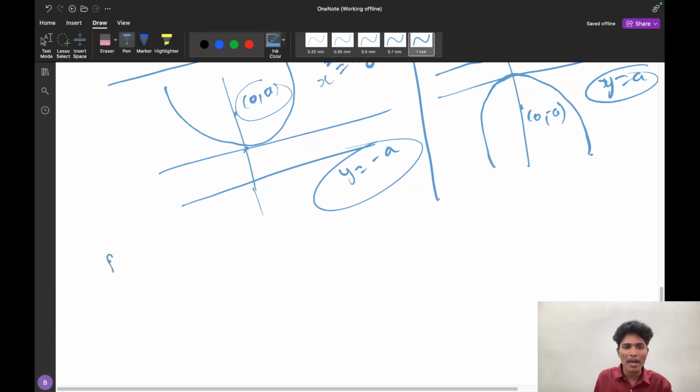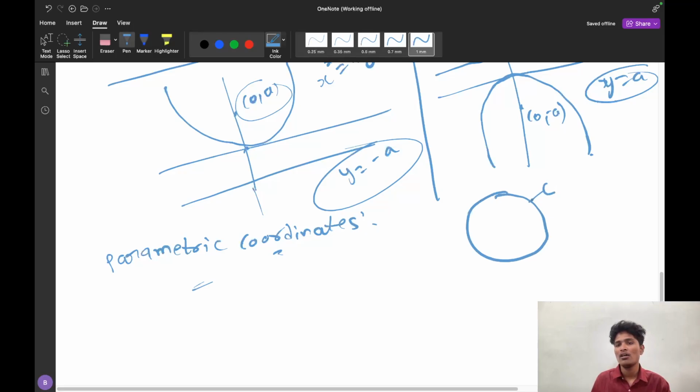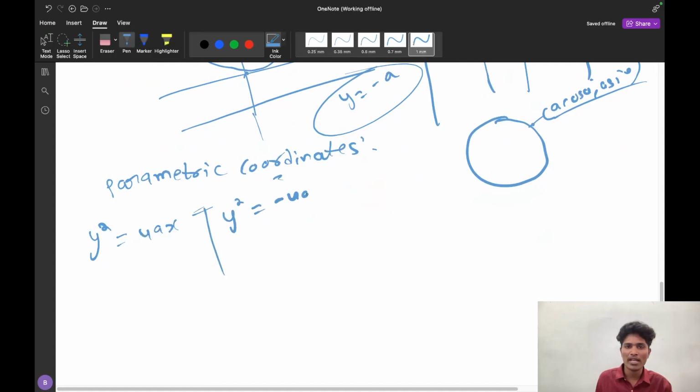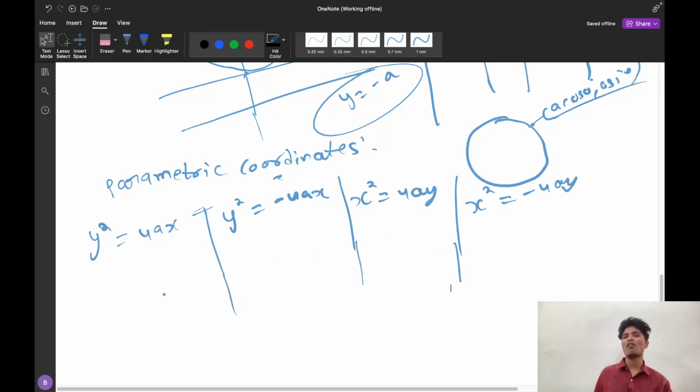And now I will discuss the parametric coordinates. What are the parametric coordinates? In the case of circle, what I discussed, the parametric coordinates are a cos theta comma a sin theta. But in case of parabola, there are 4 types of equations, that is y square equal to 4ax, y square equal to minus 4ax, x square equal to 4ay, and x square equal to minus 4ay. If you observe these 4 different equations, there are different parametric coordinates. Parametric coordinates are nothing but points that satisfy every point on the parabola. That type of points we have to get.